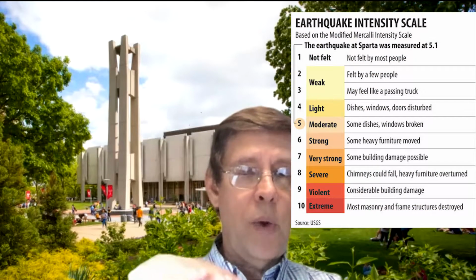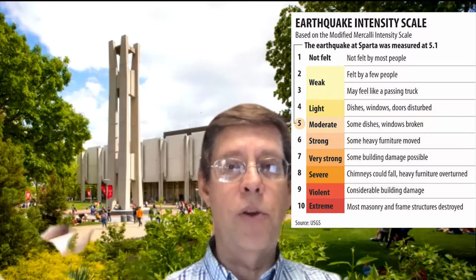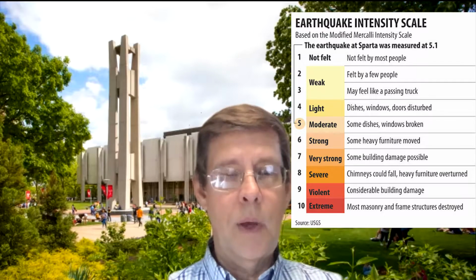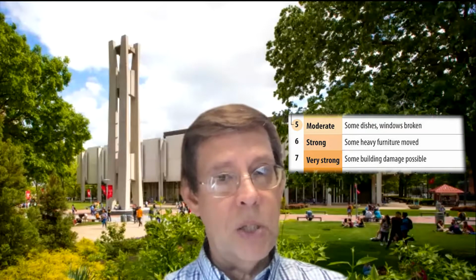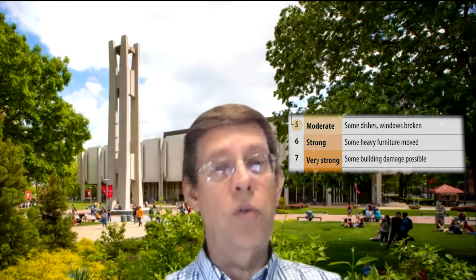Magnitude measures a combination of how far the plates move, how big a section of the plate is moving, and how much energy is liberated during that release. And earthquake magnitudes are not on an ordinary linear scale, they're on a logarithmic scale. So every step on the earthquake magnitude scale is roughly a factor of 30 in energy released. So a magnitude 6 is 30 times bigger than a magnitude 5. A magnitude 7 is 30 times 30, or 900 times bigger than a magnitude 5.